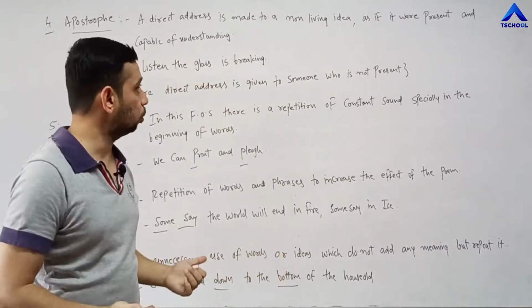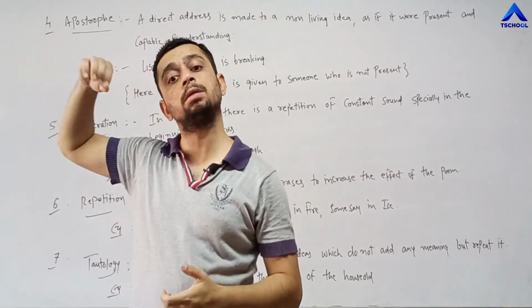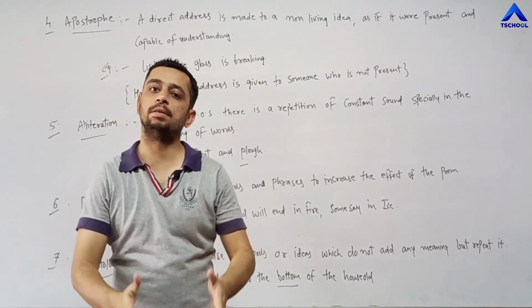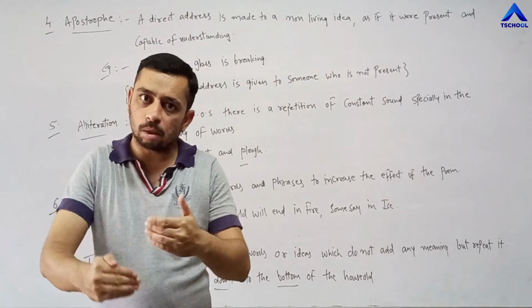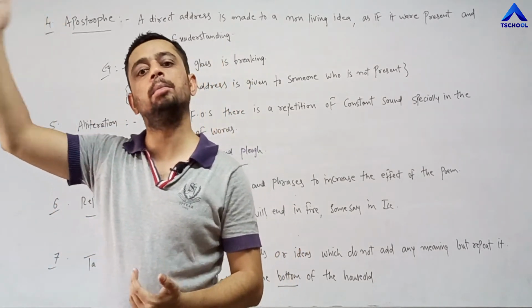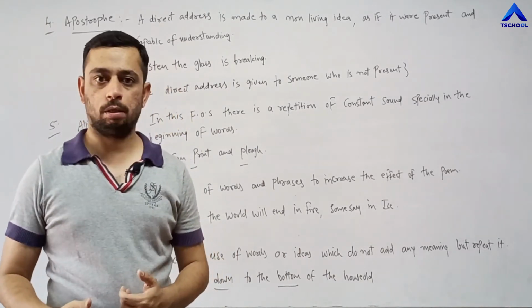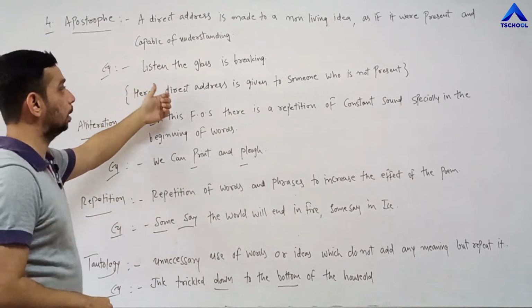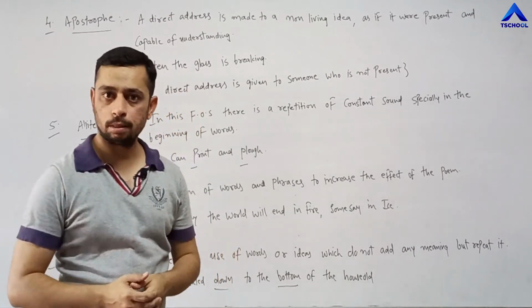In this particular figure of speech, the poet might have tried to remember someone in the poem who is not physically and mentally present with him or her. But still something happens and he remembers the other person who is not present. Look at the example so you'll understand. Example. Listen, the glass is breaking.